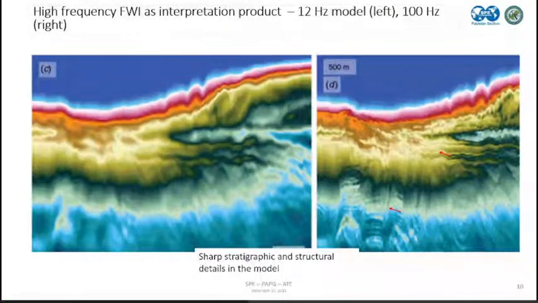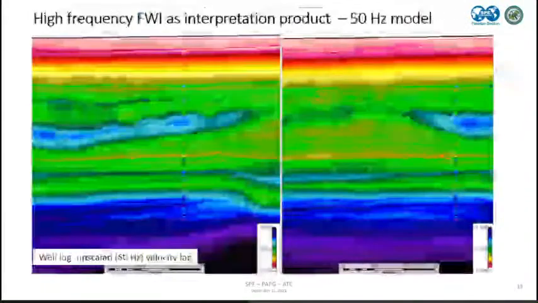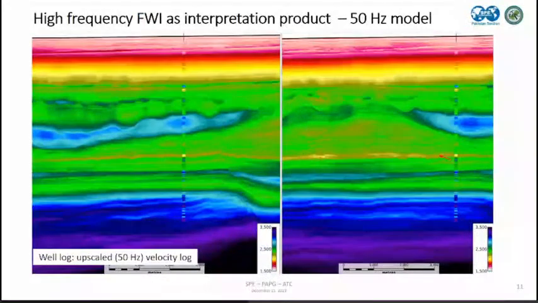Your lithological indicators are here. You can see stratigraphic pinch outs, lots of information. That not only makes interpretation easy, but obviously inversion, the next step, is also made easy. I have a couple more images here.